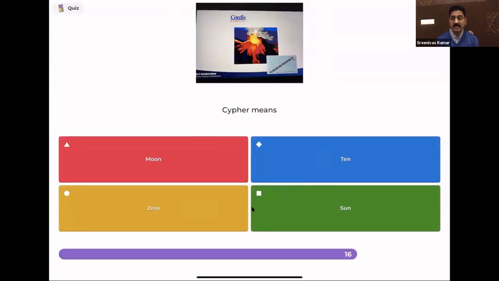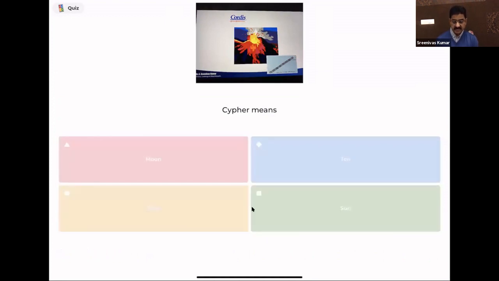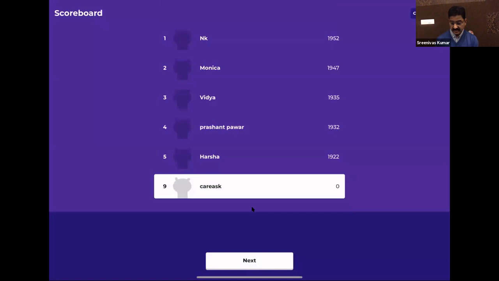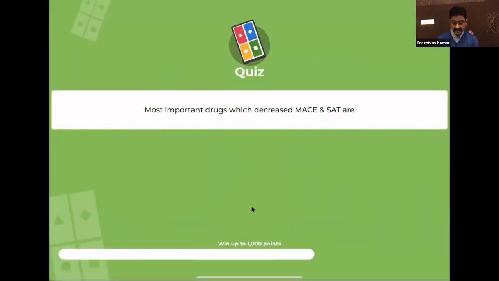What does Cipher mean? Cipher means moon, number 10, zero, or sun. So why was the term Cipher given to the Cypher stent, indicating what? We know that Cypher has revolutionized the drug-eluting stent. As I mentioned, the answer here is basically Cipher means zero. Zero restenosis. To highlight that aspect, they have kept it as the Cypher stent. I think NK is leading now. Then we go on to the next.